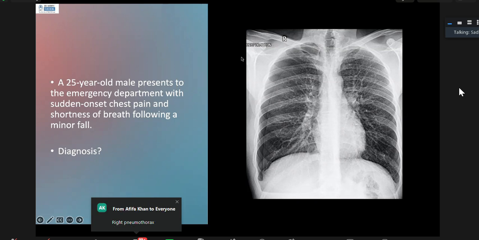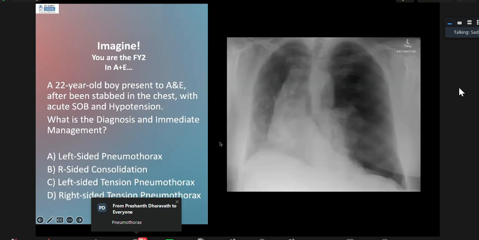And if we can move on to the next one. And scenario 2, so imagine you are the FY2 in A&E. A 22-year-old boy presents to A&E after being stabbed in the chest with acute shortness of breath and hypotension. So what is the diagnosis and immediate management?